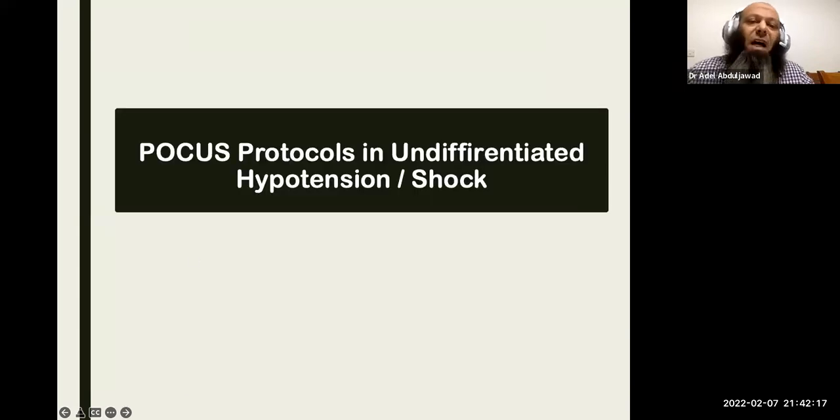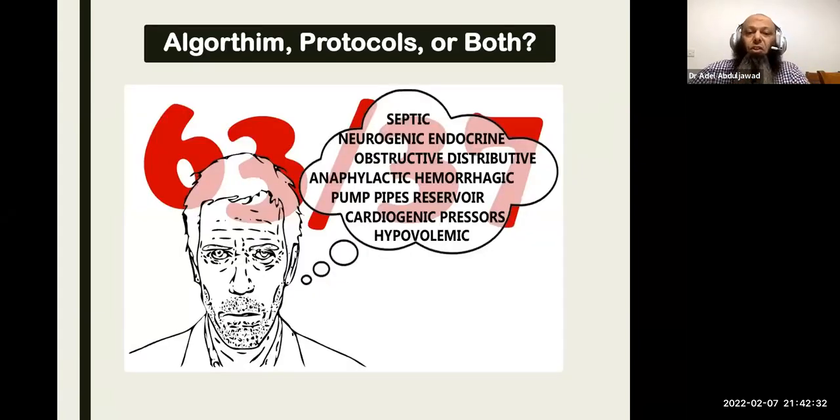So let's move now to point of care ultrasound in the ICU or in the ER to differentiate the cause of undifferentiated hypotension or undifferentiated shock, either using algorithms, protocols, or both. Delineating the cause of shock is challenging, and we know that it may be a single cause, sometimes overlapping, or you may have more than one type of shock, not only simple septic, not only simple obstructive or cardiogenic.